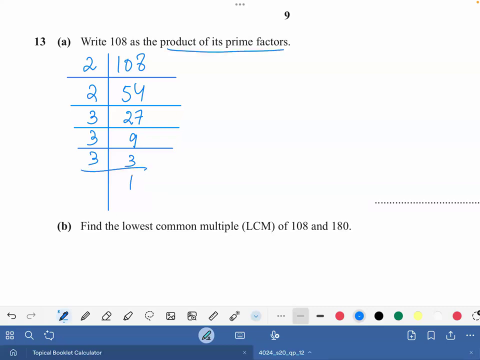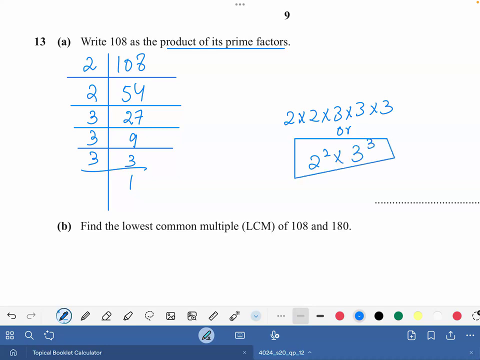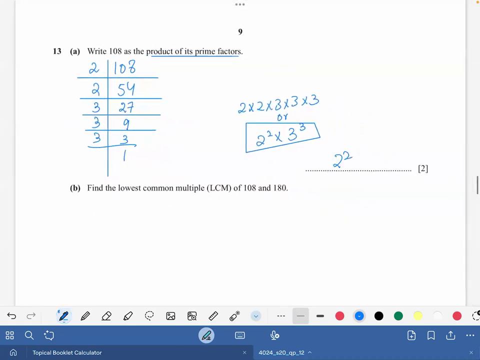108 as the product of its prime factors. So that is what the requirement of the question is. So you can write your answer 2 times 2 times 3 times 3 times 3. This is also correct, but if you write your answer this way, it is more beautiful. So that is what your final answer is, 2 square times 3 cube.